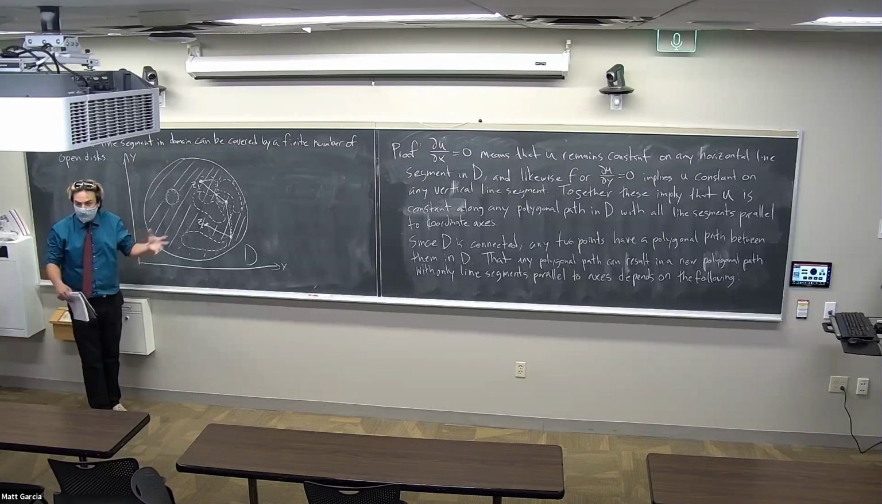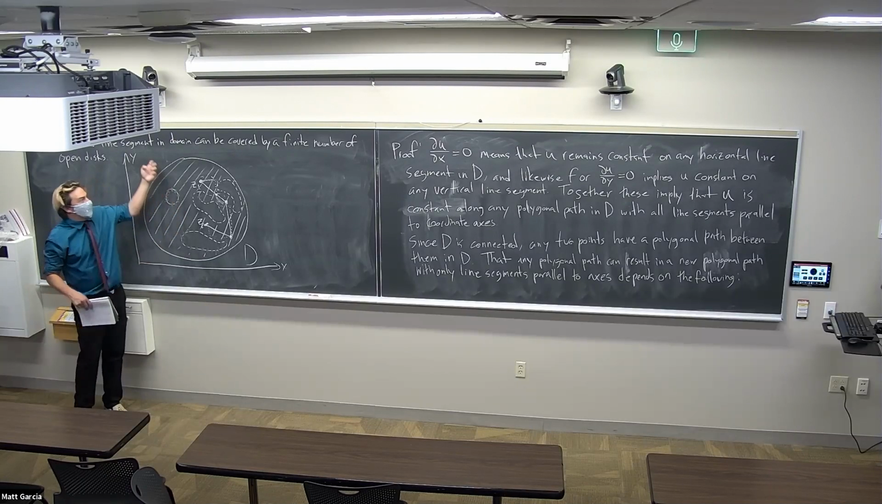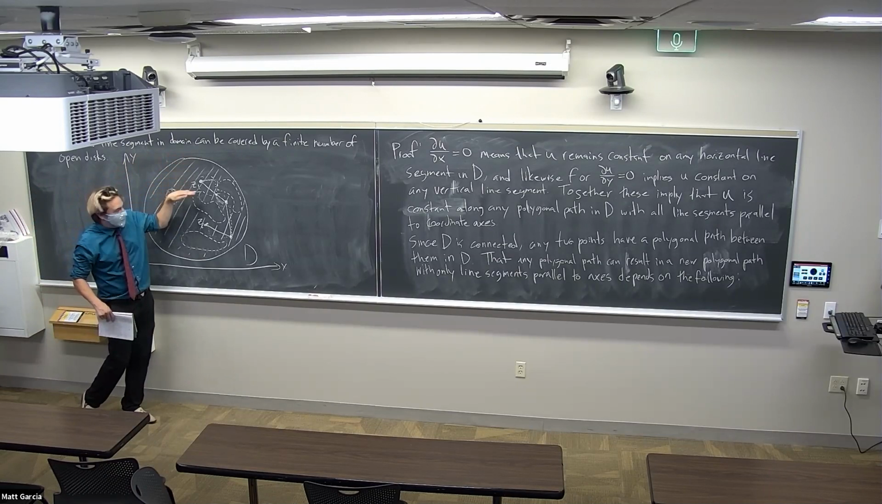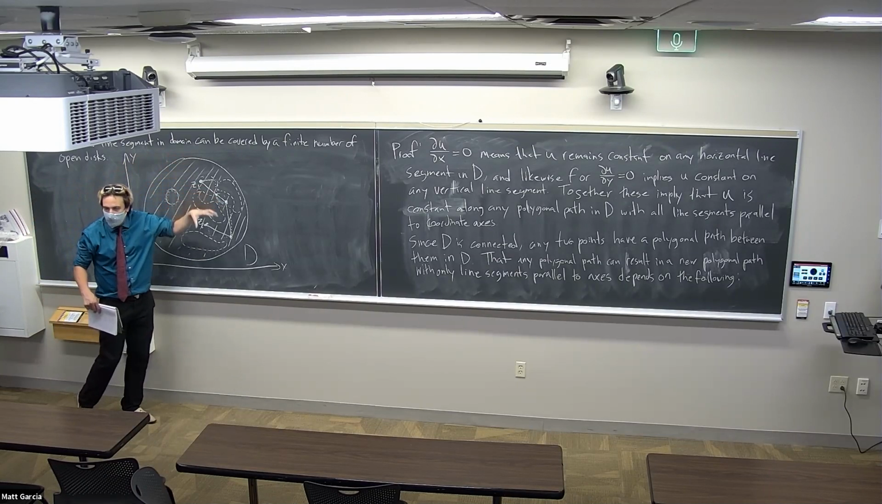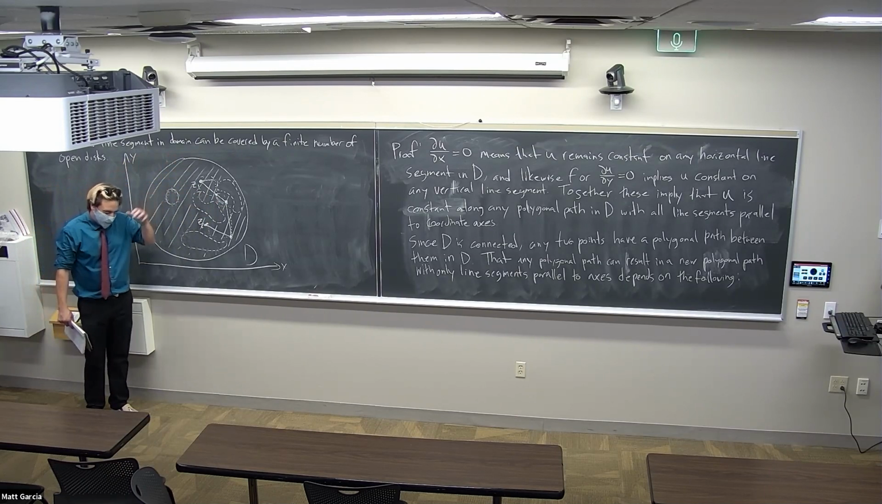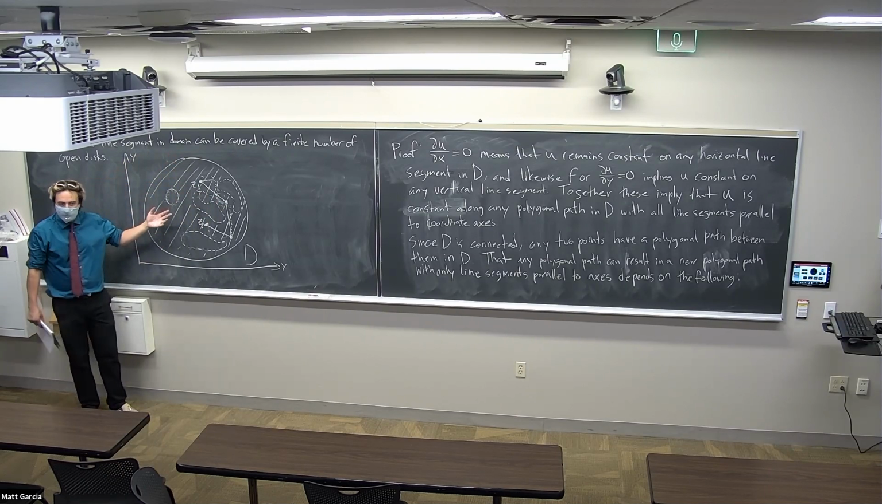So that's the outline of the procedure. This isn't really a proof of this fact. But if you accept this fact, it gives you a procedure for how to turn a polygonal path into a new polygonal path that has all line segments parallel to the axes, X and Y. Okay, I will try to include this in the next homework assignment, something that makes this a little more precise.